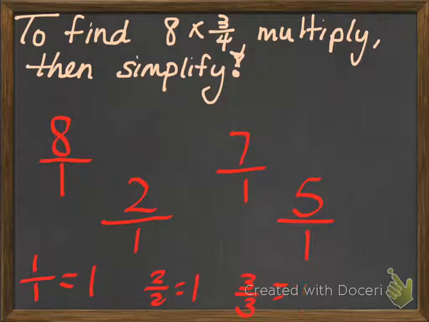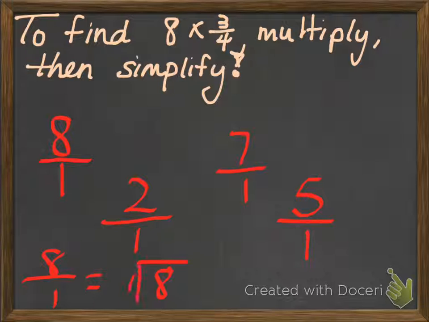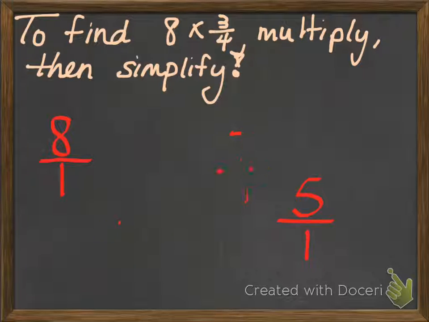Well, if I have 8 first, that's really 8 being divided by 1, right? And 8 divided by 1 is still 8. It's just like we talked about yesterday, that a fraction is really just fancy division. So every one of these whole numbers is really a fraction over 1. Okay? All whole numbers are.